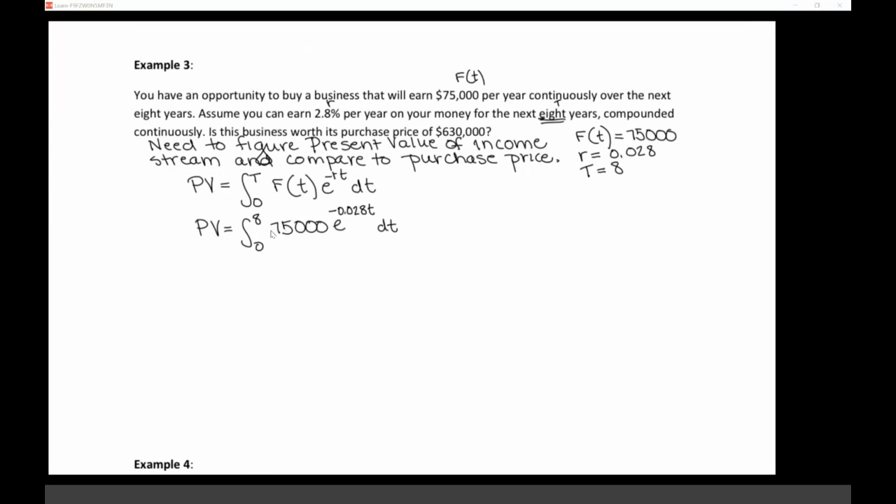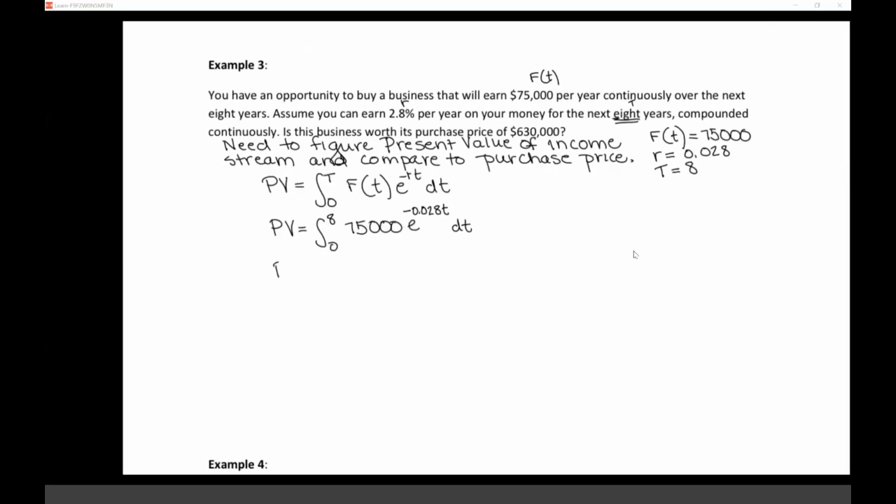And now we have to integrate this. This is simply an exponential. And here's what I'm going to do. I'm going to first pull through that coefficient, 75,000. Integrate from 0 to 8, e to the minus 0.028 t dt. So I need to integrate an exponential, which is itself, except when you've got a number multiplying your exponent up here, then you've got to divide by this number. So here's the way this integrates.